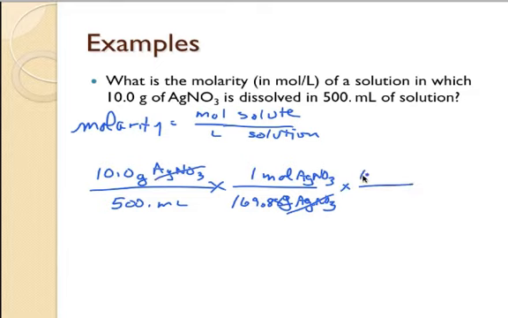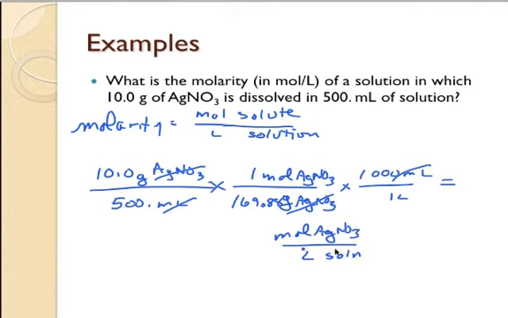Now I have to get milliliters to liters. There's 1,000 milliliters in 1 liter. Milliliters cancel, and that will leave me with moles silver nitrate, which is the solute, over liters of solution. If I calculate the molarity, 0.152 moles of silver nitrate over liters of solution, or 0.152 molar silver nitrate solution. And that's how we would write it.